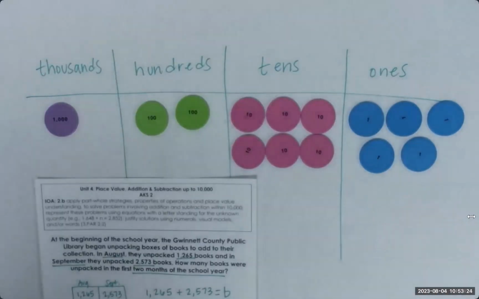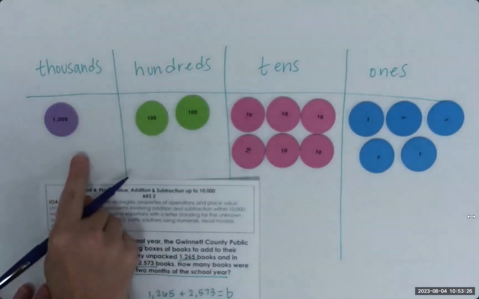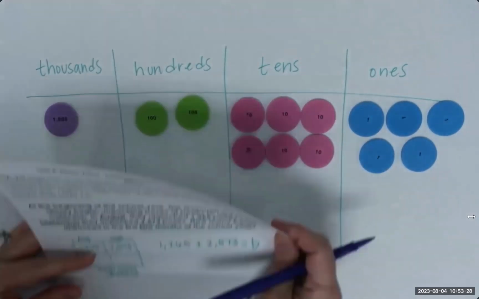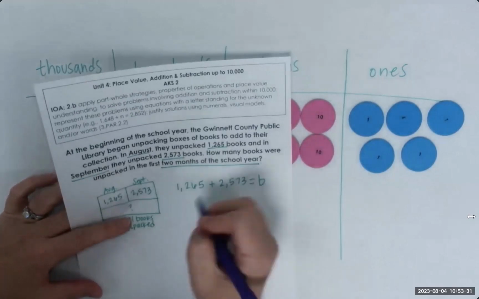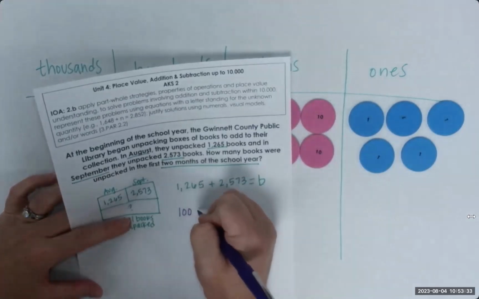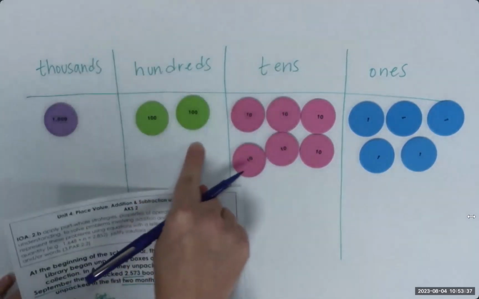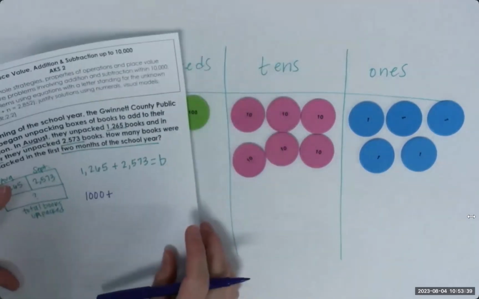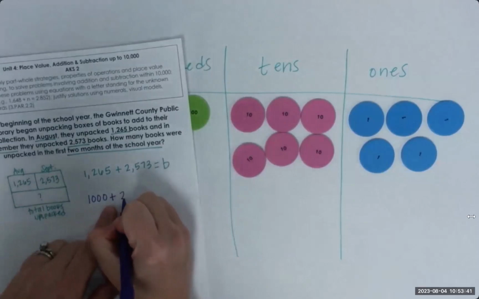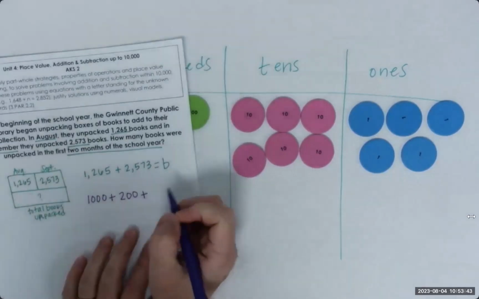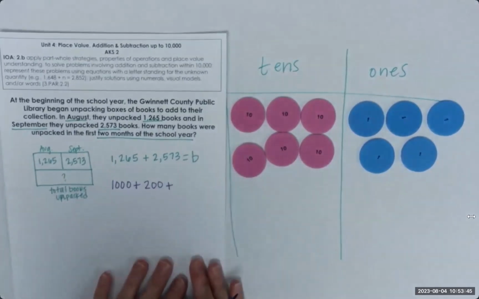Okay, I never have enough room. So we know that this place value is worth 1,000. Okay, so I have 1,000 for my first part of my number. Okay, and then I know I have 200. So remember, you're doing this simultaneously with chart paper. Now I can do it this way because now I can see it.